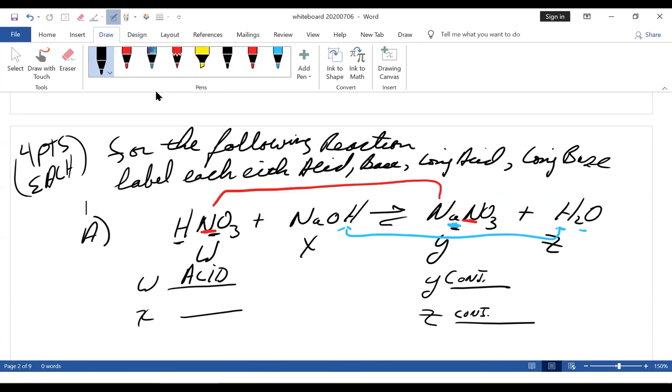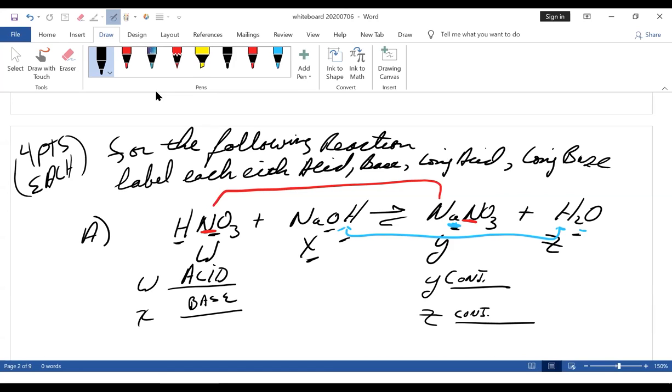Now, let's look at this, X. It goes from one hydrogen to two, plus the plus side, because this is OH minus. This is gaining a proton. What is something that gains or accepts a hydrogen, which is easier for you to remember that way, or a proton? That's a base. And sodium hydroxide is a base. Well, two more to go.